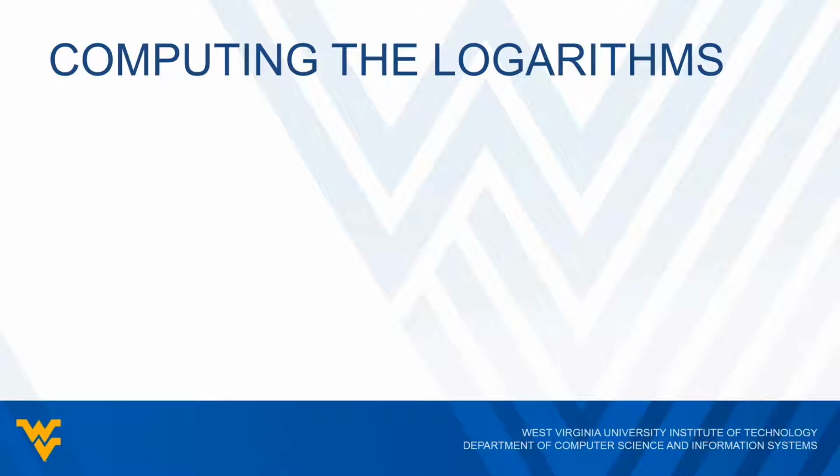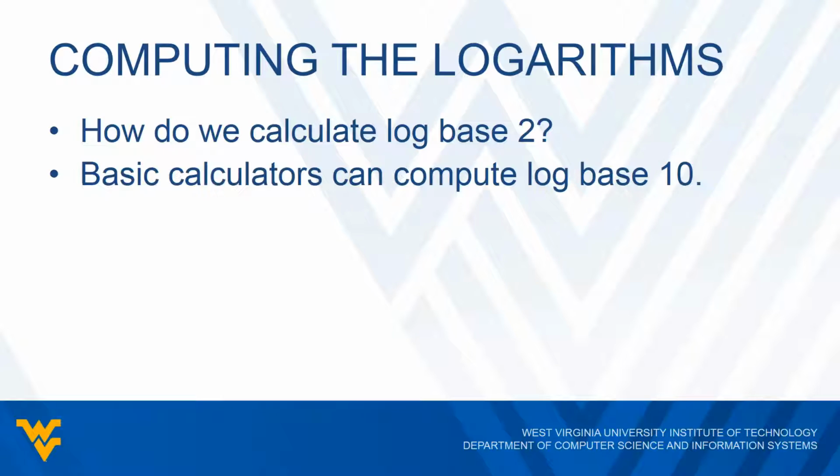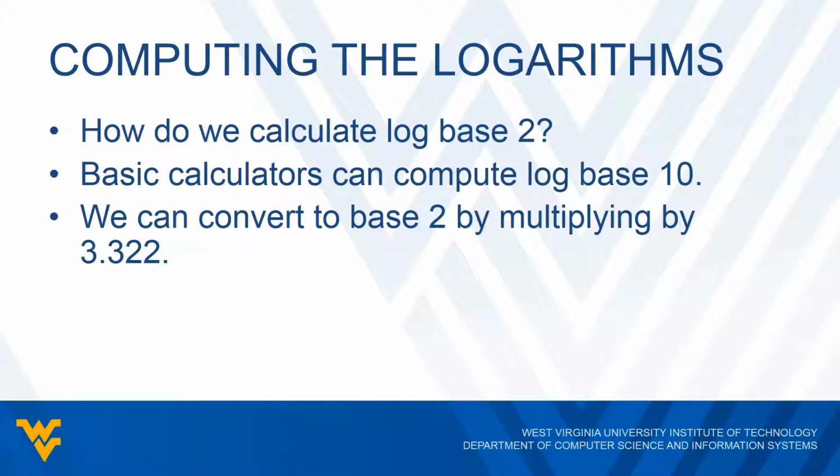Now the question you should be asking is, how do we actually calculate log base 2? Because if you go on a typical calculator, it only computes log base 10. Well, there is a simple trick we can use. We can convert to base 2 by multiplying by 3.322. So we would calculate log base 10 of some number, and then multiply it by 3.322, and that will help us get the log base 2 value.